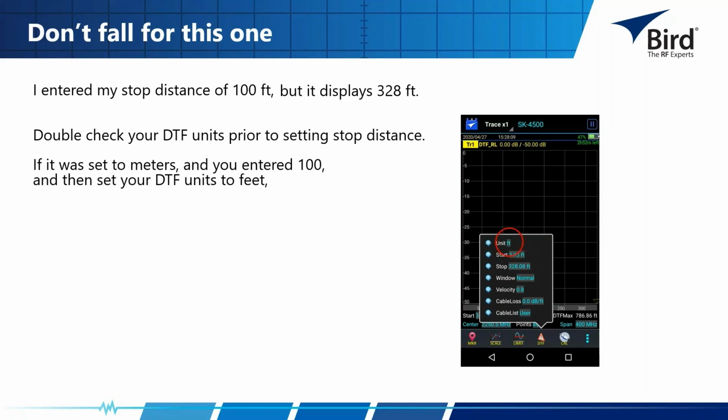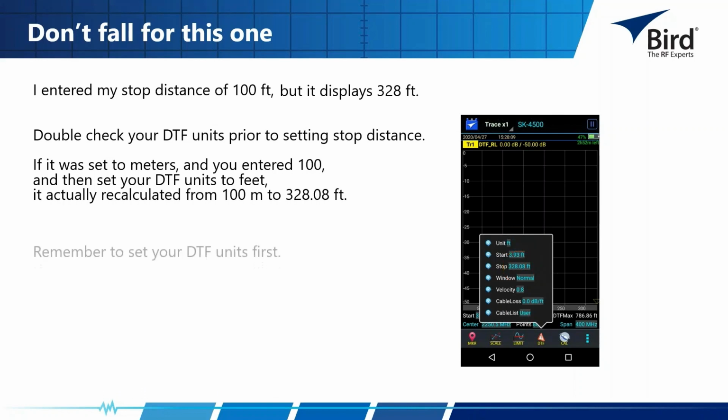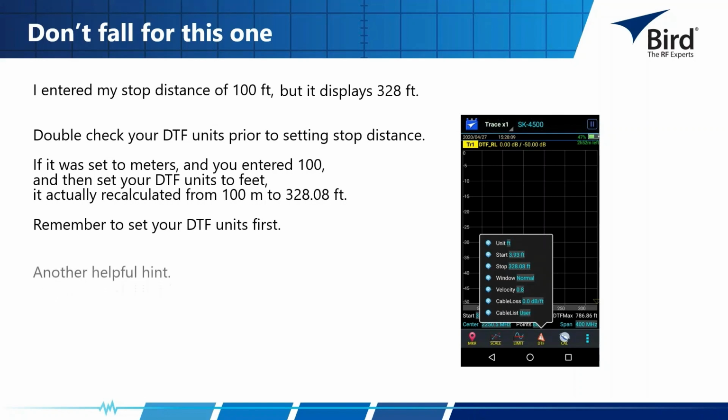And then if you go ahead and realize you were set to meters and change your distance default units to feet, it's going to recalculate from 100 meters to 328 feet. Happens to me all the time. So just remember, set your distance units first.